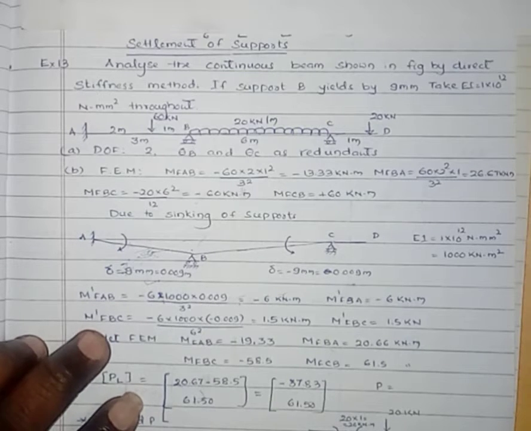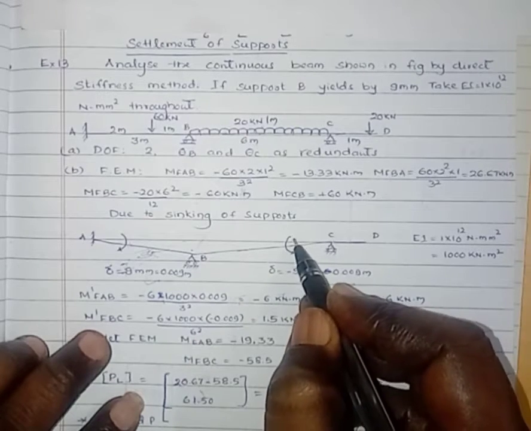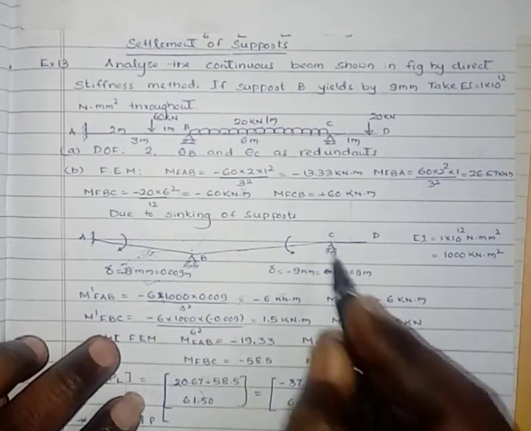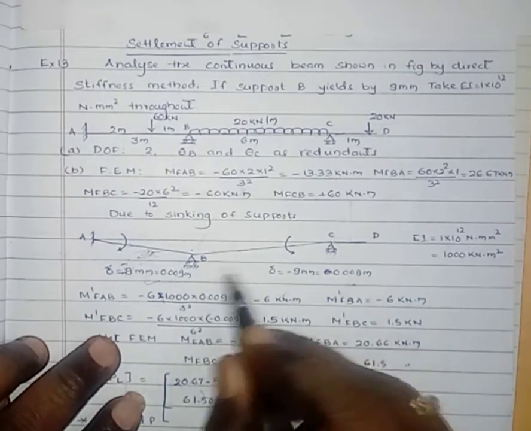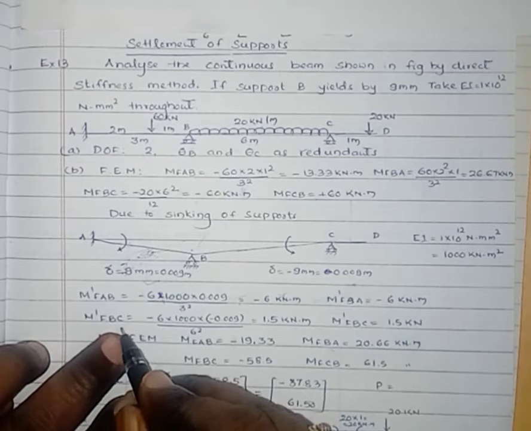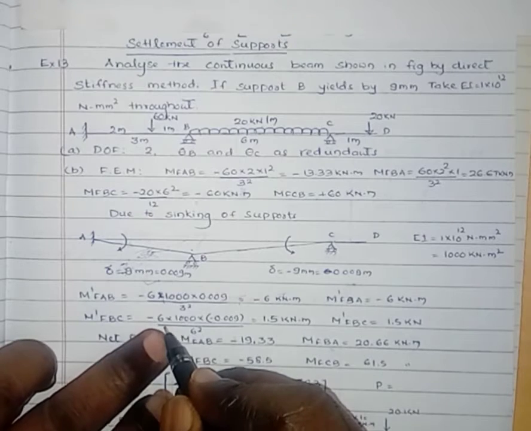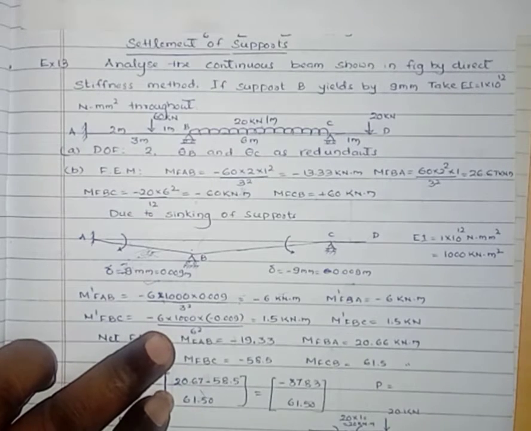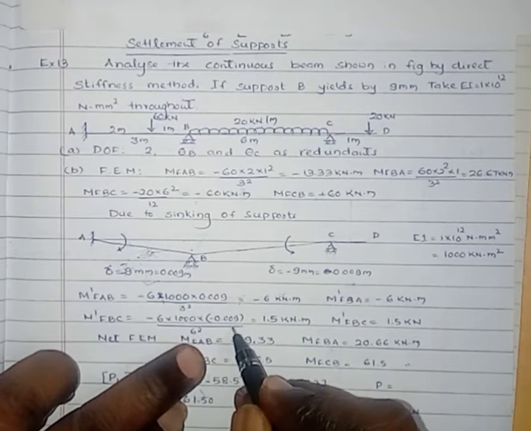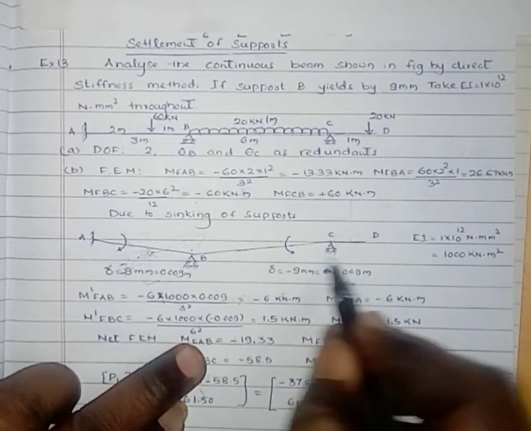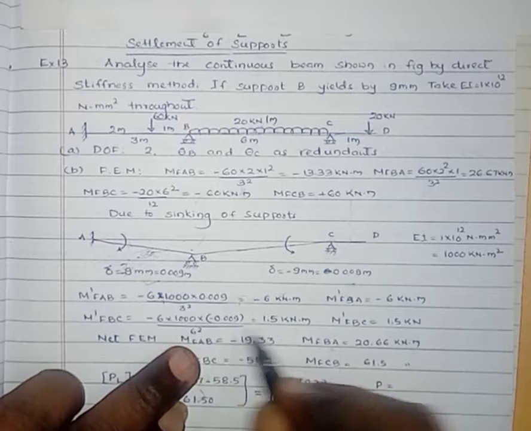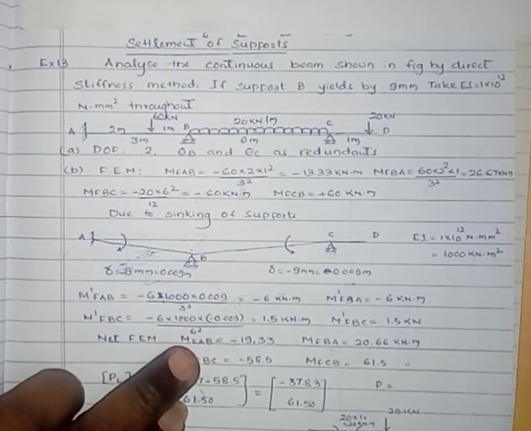Then M dash FBC, with respect to B, with respect to C, there is a relative moment in anti-clockwise direction. Hence delta in span BC is negative, that is minus 0.009. By substituting the values, M dash FBC equals minus 6 EI delta by L square, minus 6, EI value is 1000, delta is minus 0.009 divided by length 6. Then by substituting the values, minus into minus gives plus, and that becomes 1.5 kilonewton meter.